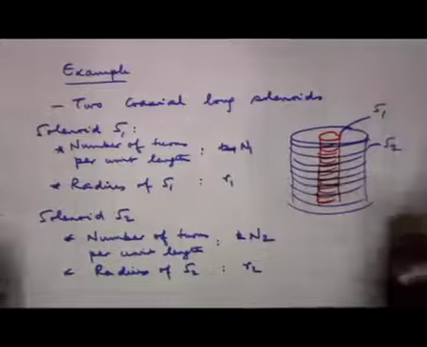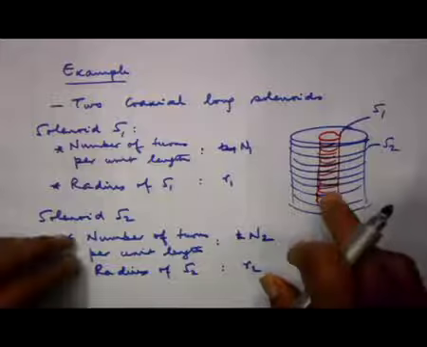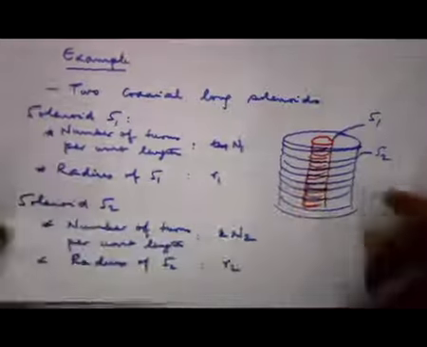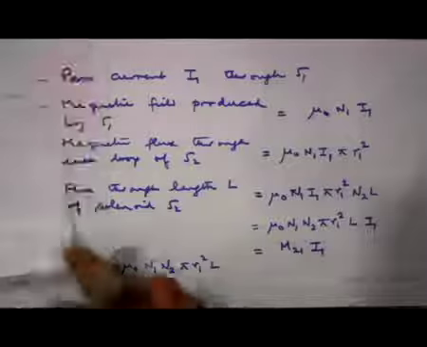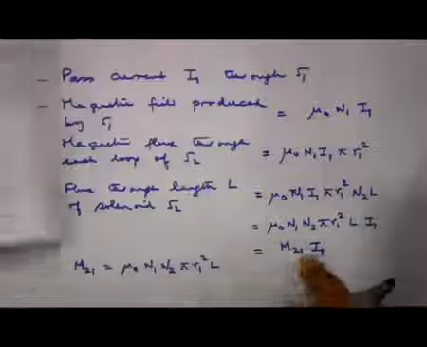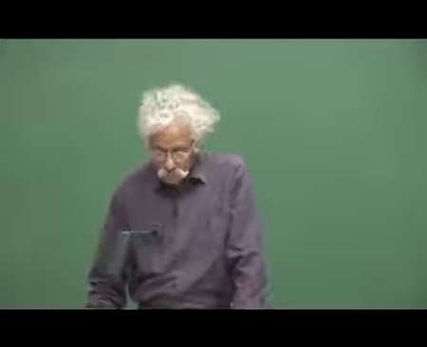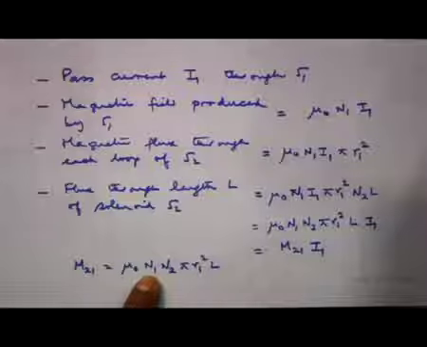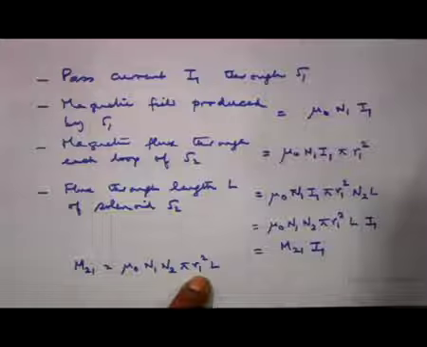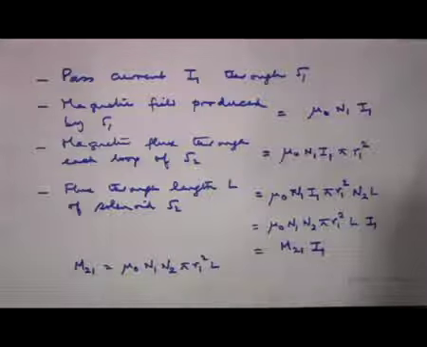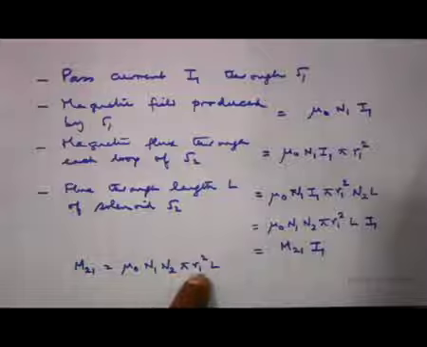All it means is that when I have a current I1 passing through S1, then over a length L, the flux passing through solenoid S2 is simply M21 times I1, and M21 for this example is mu naught N1 N2 pi R1 square L, and that is the mutual inductance between these two coils. And it depends on the number of turns per unit length of solenoid S1, the number of turns per unit length of solenoid S2, the area of the solenoid S1, and the length of the entire device that I am looking at. So, I can define mutual inductance per unit length as mu naught N1 N2 pi R1 square.